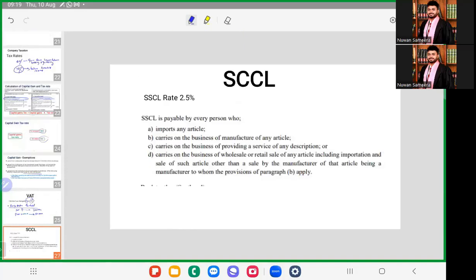Then regarding the SSCL, what you need to keep in mind is that 2.5% is the rate. I have already explained it when we discussed the structure of the paper. SSCL is payable by the following persons: any importer, any manufacturer, any service provider, and wholesaler and retailer. So they have to pay SSCL on their relevant income, right?